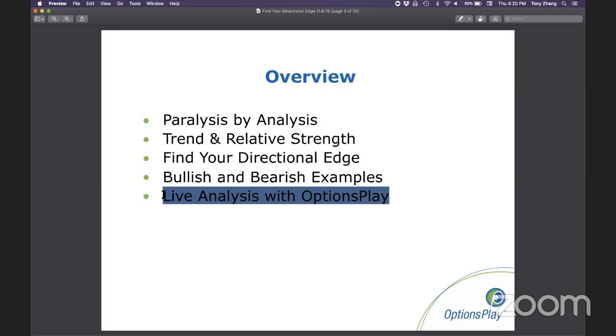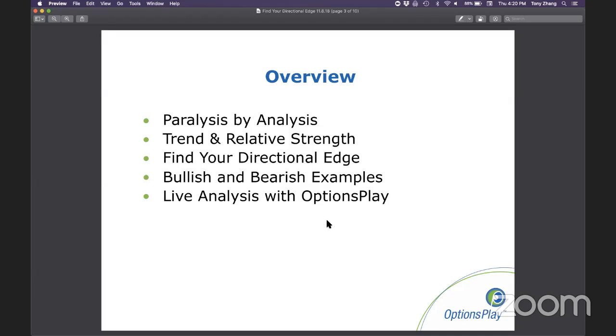And then lastly, what I want to spend most of my time on is doing some live analysis with Options Play. This is the tool that you guys have signed up for. This is why you guys are all here. So I want to actually show you all of the things that you learn in practice on Options Play, so that after this webinar, you actually have the tools to be able to go out and plug in your own symbols and get a sense for the directional view, and then quickly leverage that into an option trade so that you can take that directional view with limited risk.